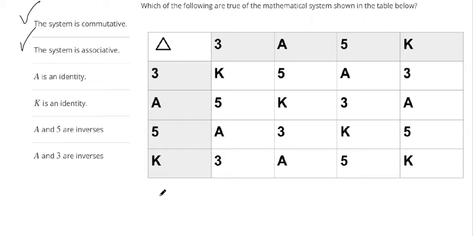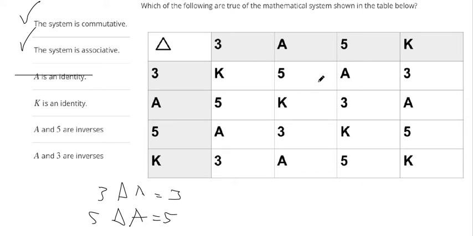If A is an identity, that means whatever you put into A, it should always spit itself back out. So 3 triangle A should give you 3. 5 triangle A should give you 5. Because an identity means you don't change it, right? So here's A, here's 3. You line those up, A in the column, 3 in the row, that spits out 5. If A was an identity, it shouldn't matter what you match it up with, it should always spit out whatever you're putting into it. So A is not an identity.